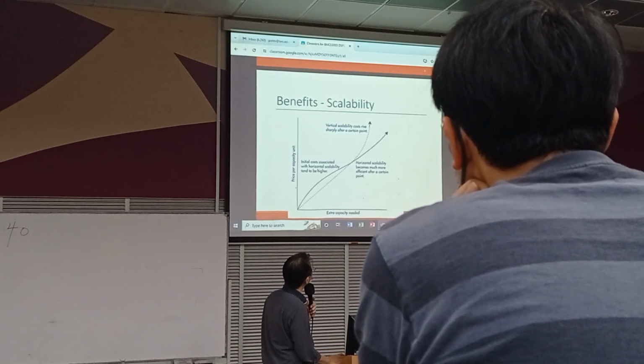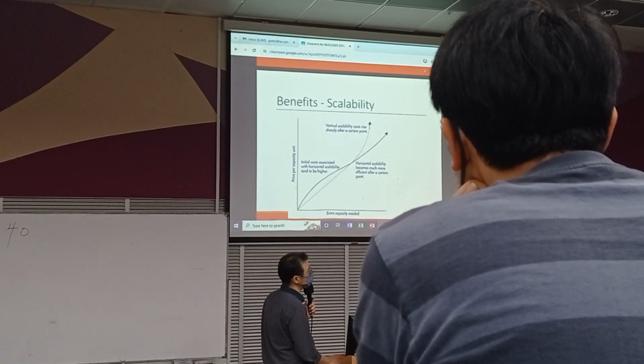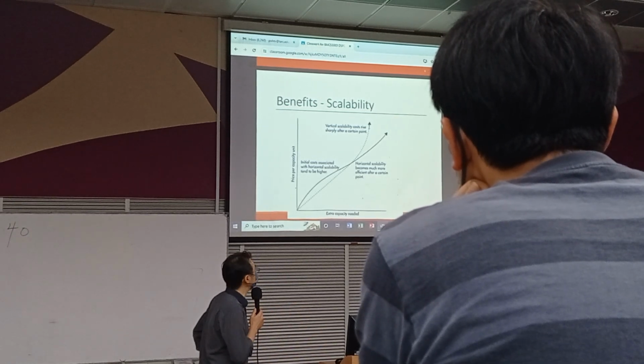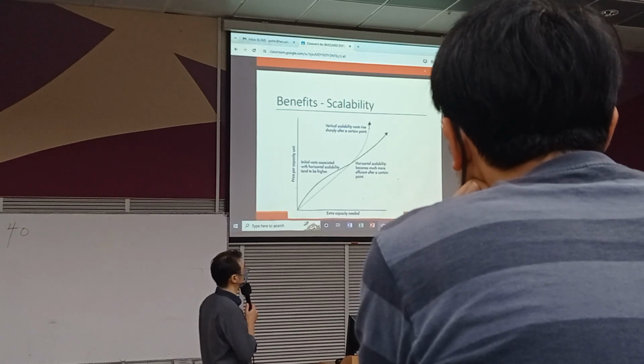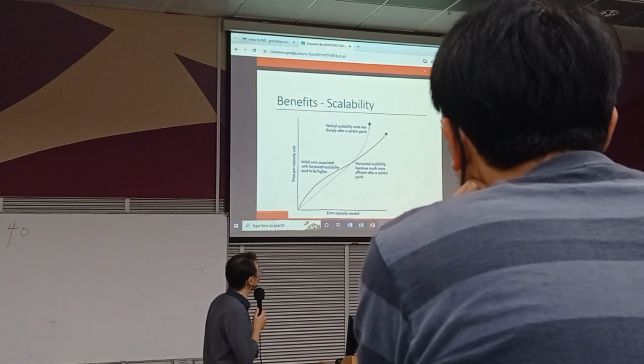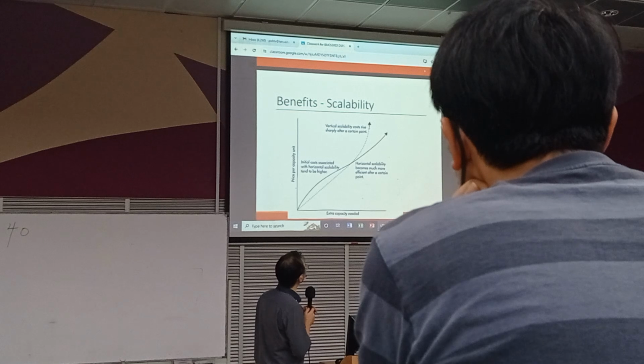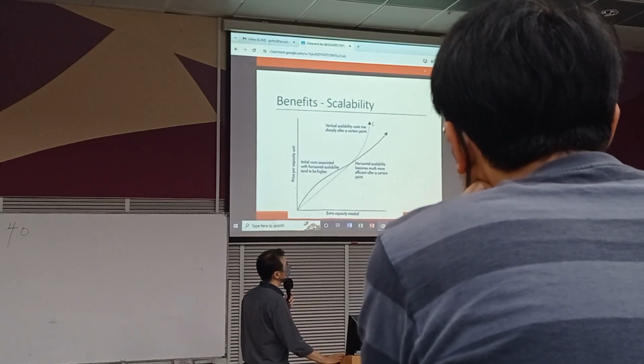So if you want extra processing power, maybe you need a supercomputer, and supercomputers, you know, are very expensive. That's why vertical scalability, if you want to scale very large, is not a good idea, because it's going to be very expensive per capacity unit. Every time you increase further and further, the cost will rise exponentially.